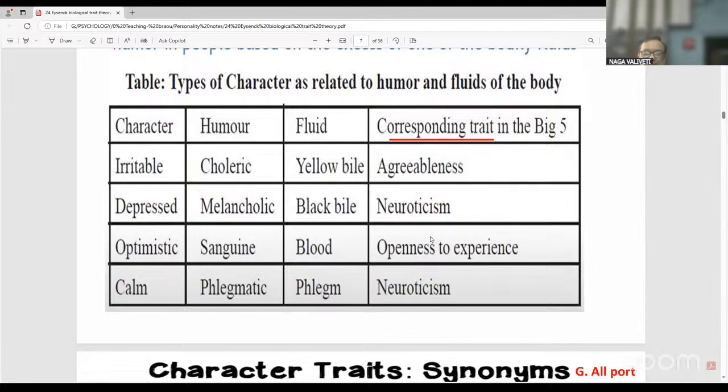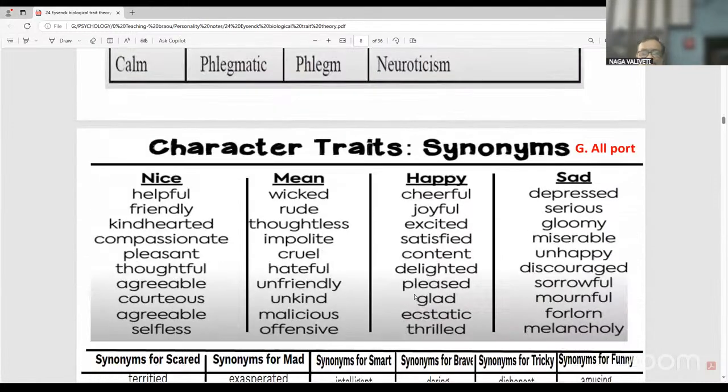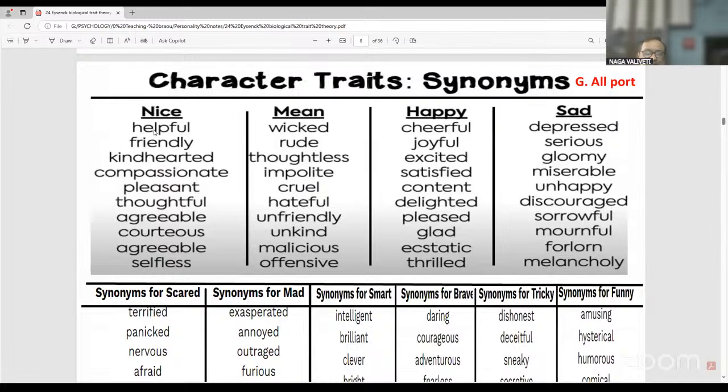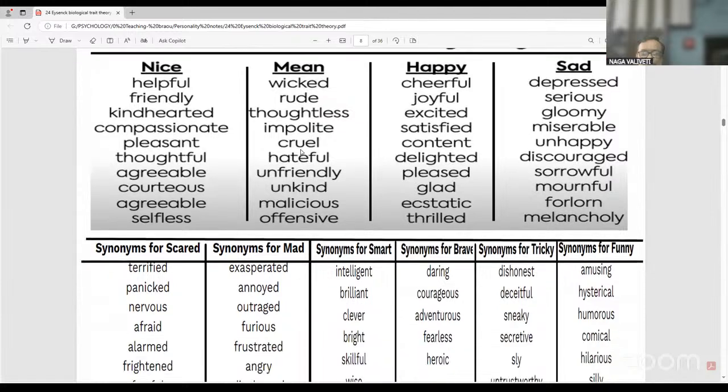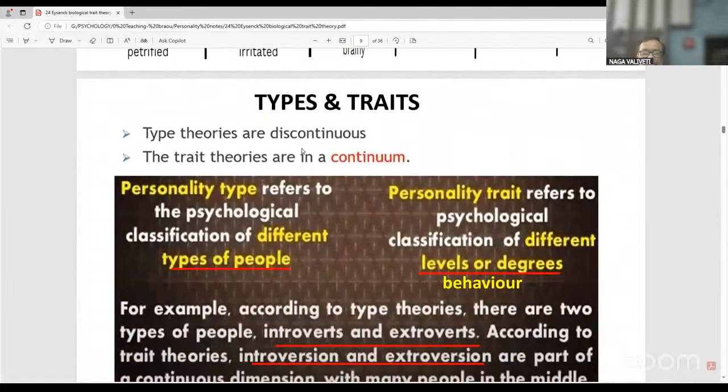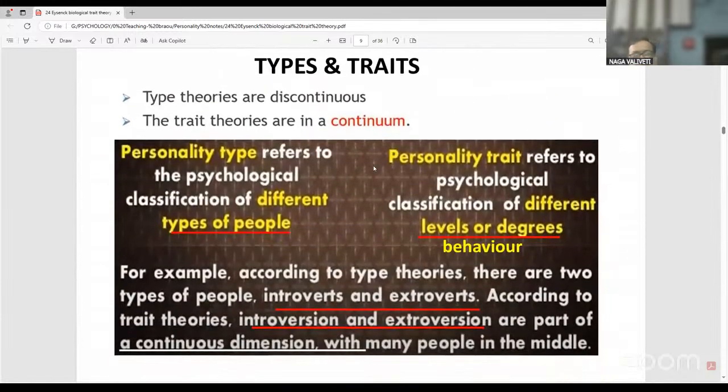So that's why they compared it with the Big 5. Now, generally, we know that in Allport's approach, he collected all the synonyms for nice people, mean people, happy people, sad people, and their characters. This is the approach of Allport. Here we will see what his approach is.